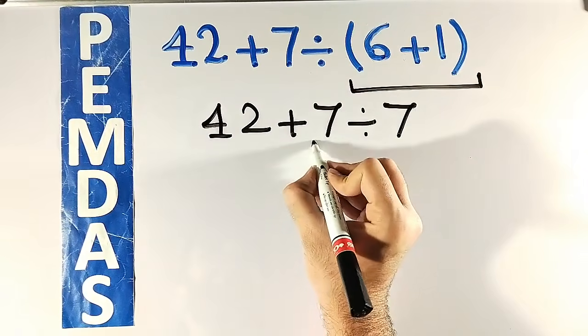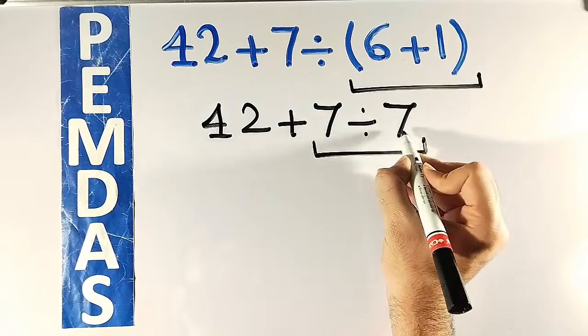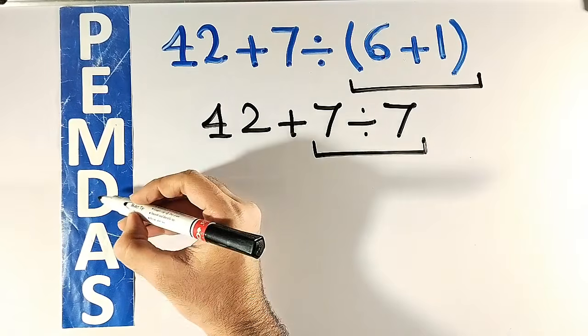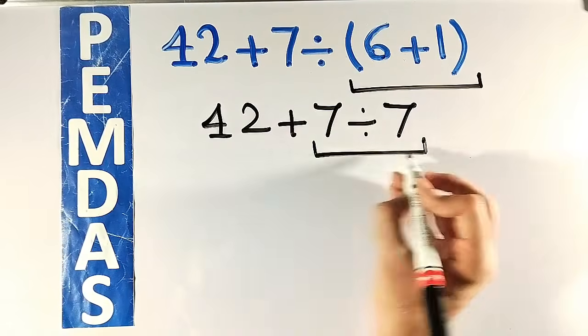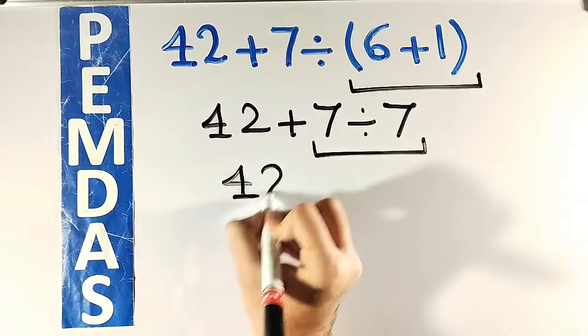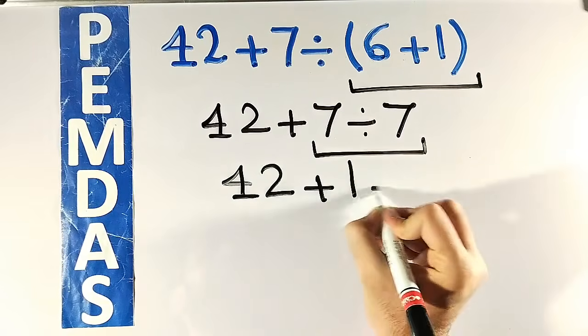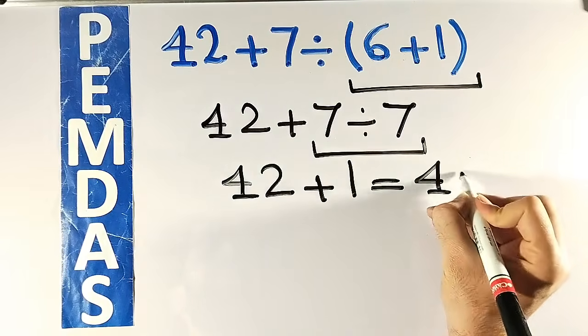And the next step, we go for the division between 7 and 7 because division has a higher priority than addition. So, we rewrite this expression as 42 plus 1, which finally gives us the answer 43.